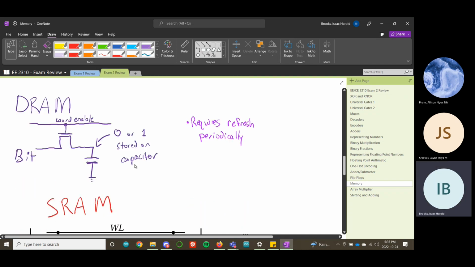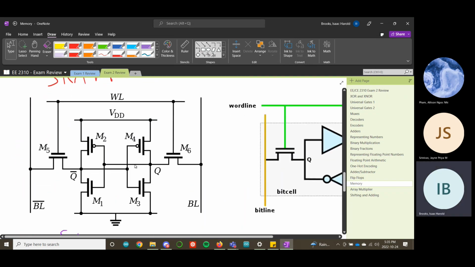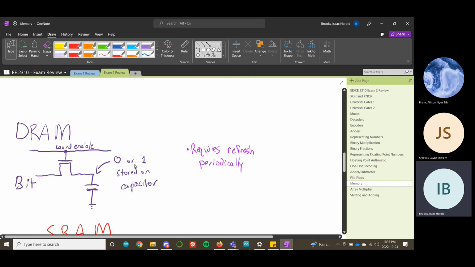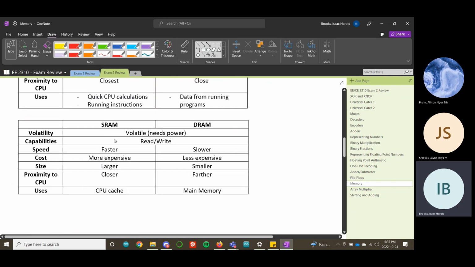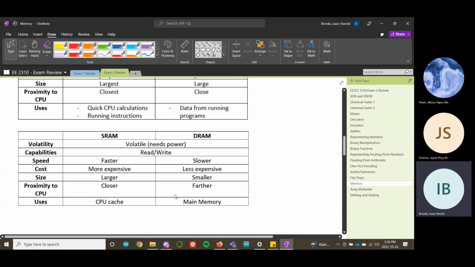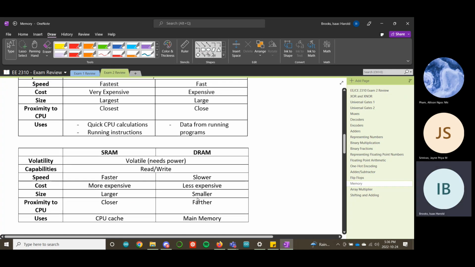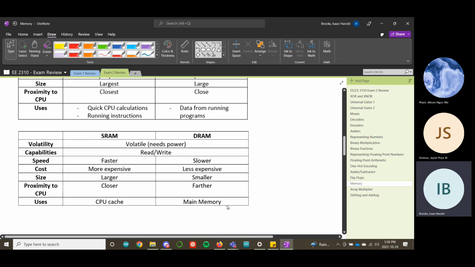And I think you might need to know about the transistor level of these. So just remember the difference between the two. SRAM is the faster, more expensive one used for things like CPU cache. So these are things that are being accessed by the CPU very frequently and need to be very quick. Whereas DRAM is like your main RAM, your main memory that the active programs are loaded into.